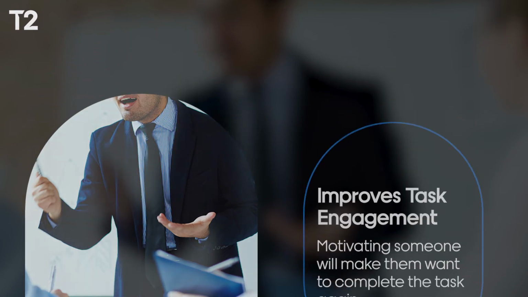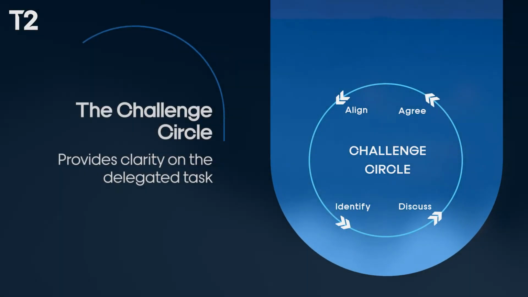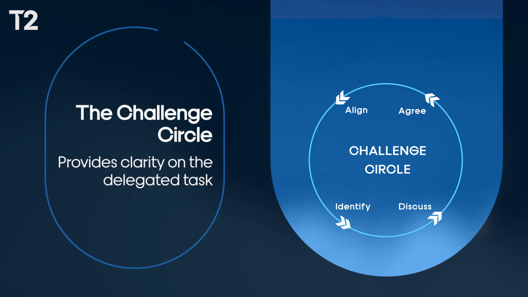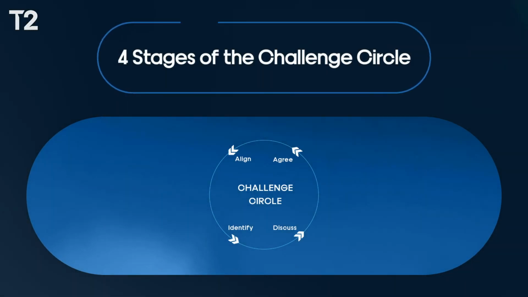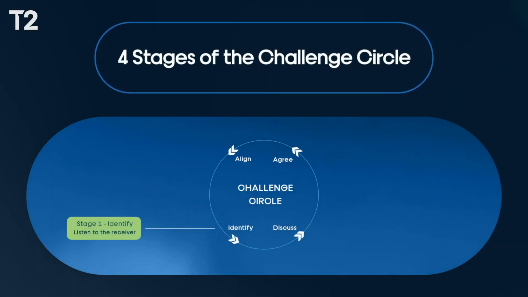During the communicate stage of the Delegation Circle, the Challenge Circle comes into play. This is where the receiver comes to you for clarity on the task that you've been delegated. There are 4 different stages of the Challenge Circle. The first stage involves listening to the receiver to establish what challenges they are experiencing. Having listened to the challenges, you then need to discuss the next actions, steps, and opportunities.